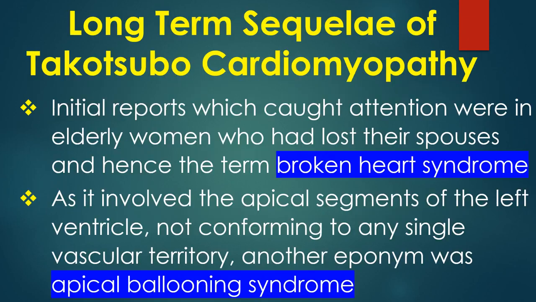Initial reports which caught attention were in elderly women who had lost their spouses and hence the term broken heart syndrome, as it involved the apical segments of the left ventricle not conforming to any single vascular territory. Another eponym was apical ballooning syndrome.